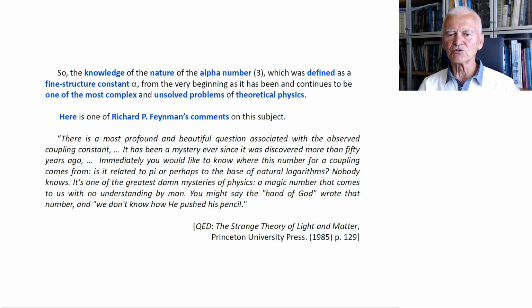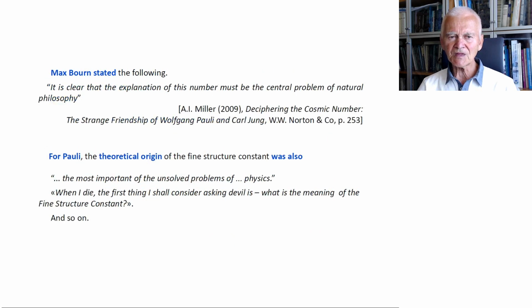Immediately, you would like to know where this number for the coupling constant comes from. Is it related to π or perhaps to the base of natural logarithms? Nobody knows. It's one of the greatest damn mysteries of physics, a magic number that comes to us with no understanding by man. You might say the hand of God wrote that number, and we don't know how he pushed his pencil. Max Born stated the following: it is clear that the explanation of this number must be the central problem of natural philosophy.